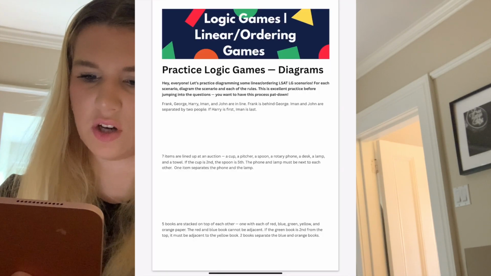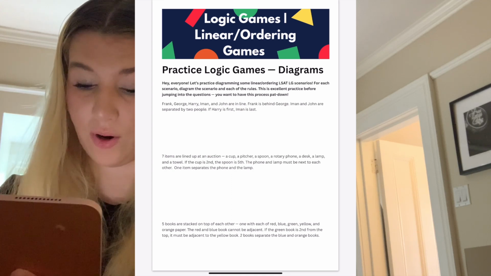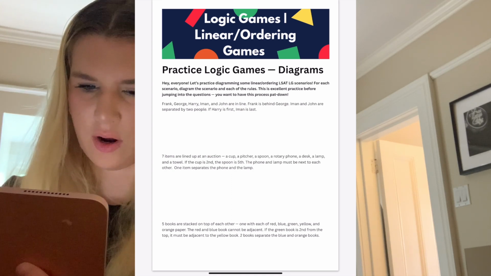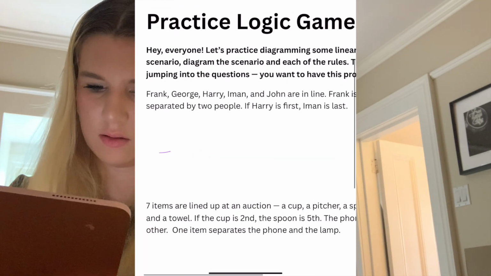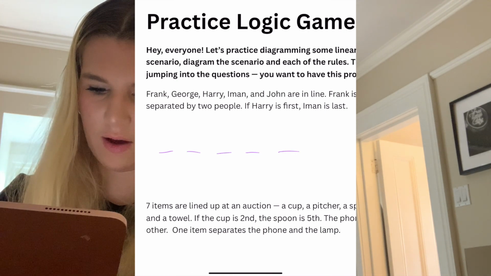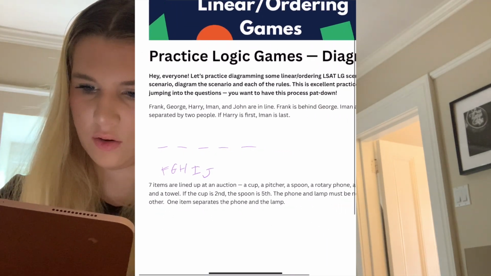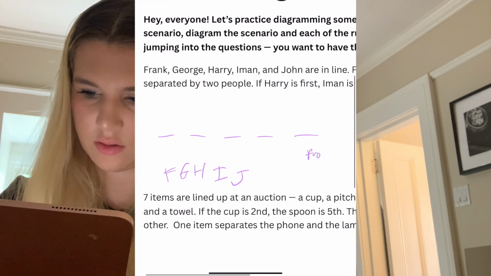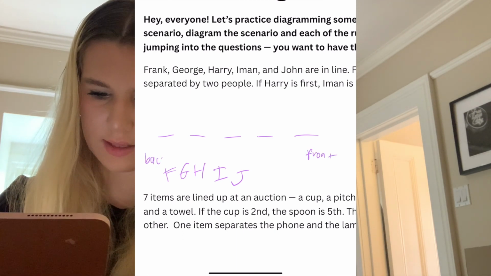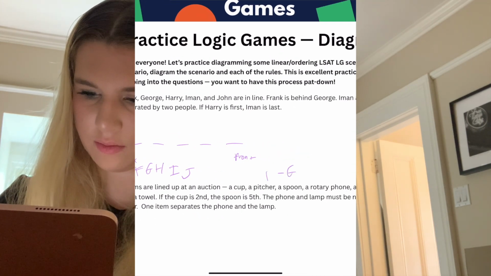All right. Frank, George, Harry, Iman, and John are in line. Frank is behind George. Iman and John are separated by 2 people. If Harry is first, Iman is last. All right, so Frank, George, Harry, Iman, and John, that's 5 people. So we know there are going to be 5 spaces. And we have F, G, H, I, J. Frank is behind George, so we can put that this is the front and this is the back. Make sure you indicate that so you don't forget. Frank is behind George, so that means George is in front of Frank.